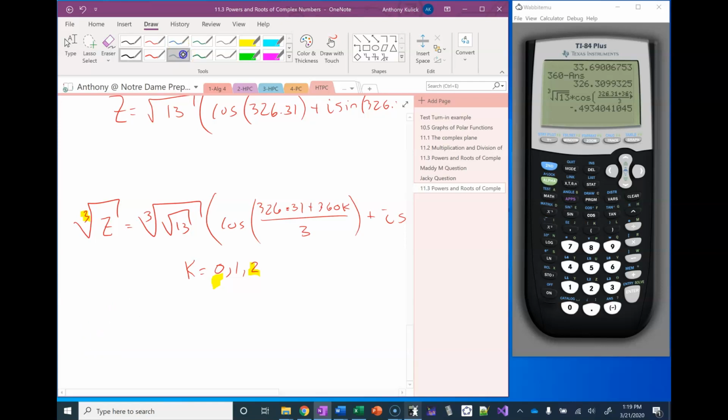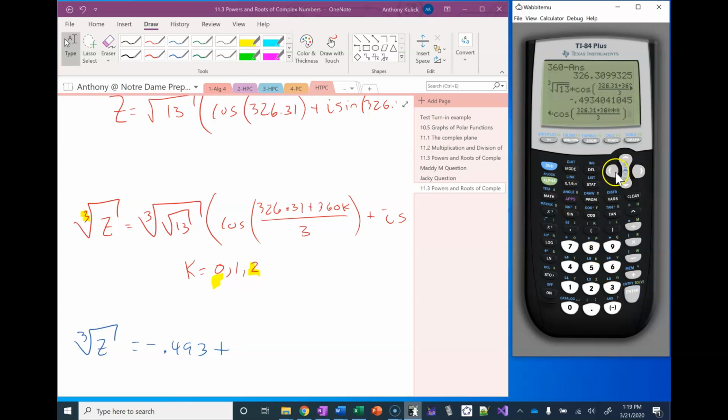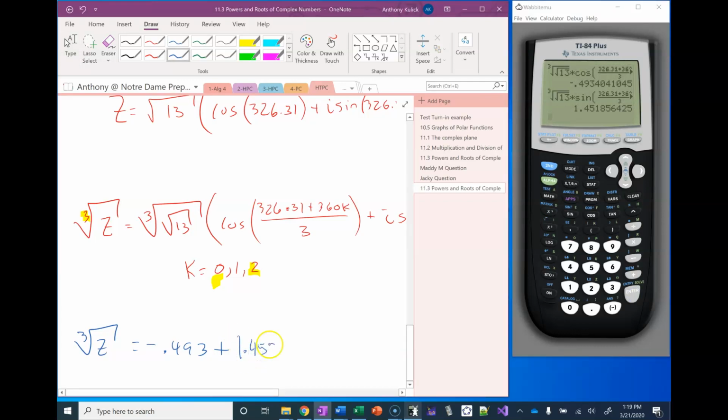So our final answer here, cube root of z, is going to be negative 0.493 plus, and then I just need to do the same thing with sines there. So I'm going to recall that last thing by pressing second and the enter button, and go back and turn that cosine into a sine. And I have plus 1.452i. So we've got our solution when k is equal to 0.